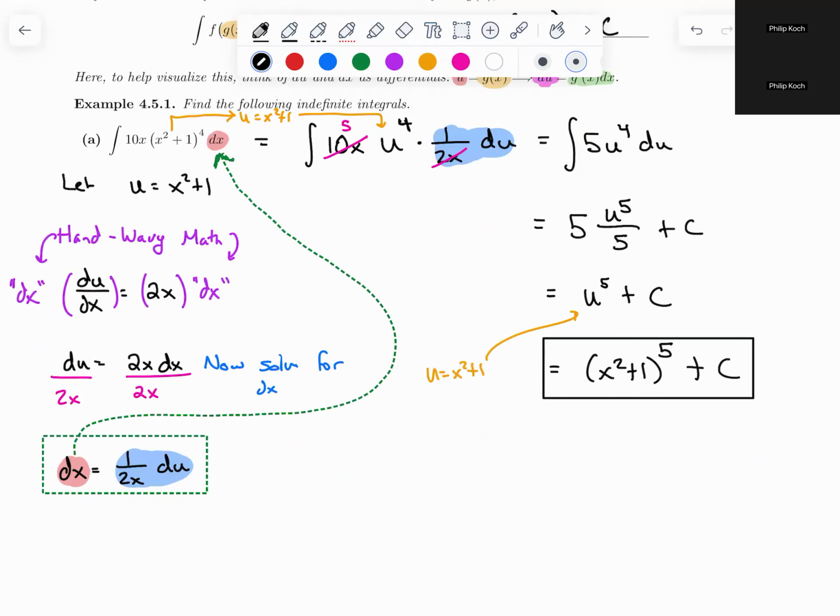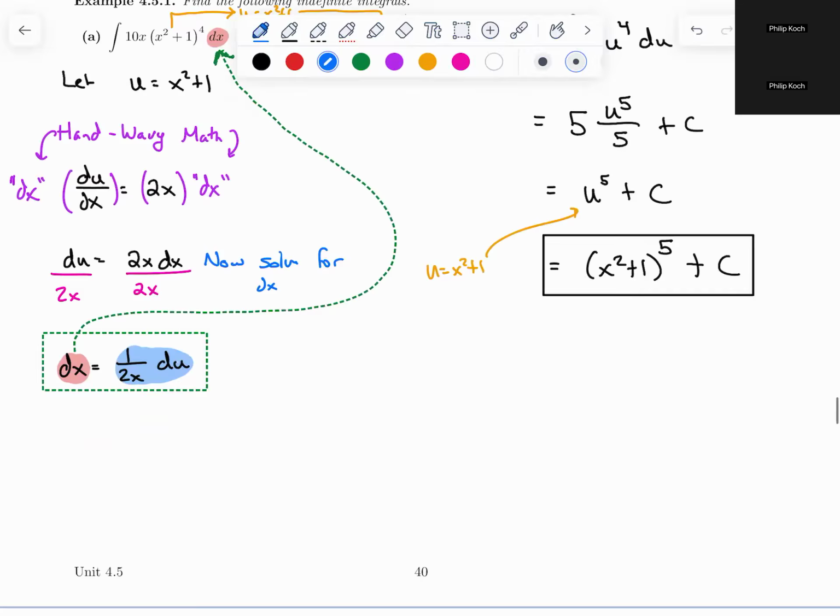So, step 1. The first thing you need to do is choose a u. Choose a u to use for the substitution.